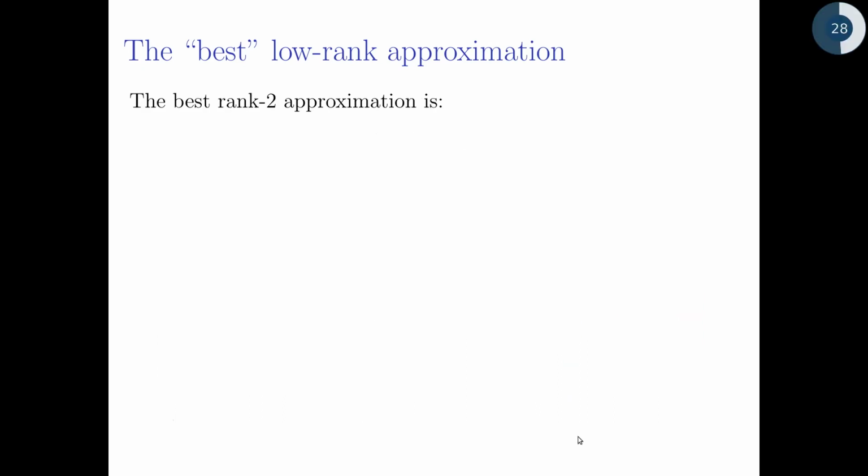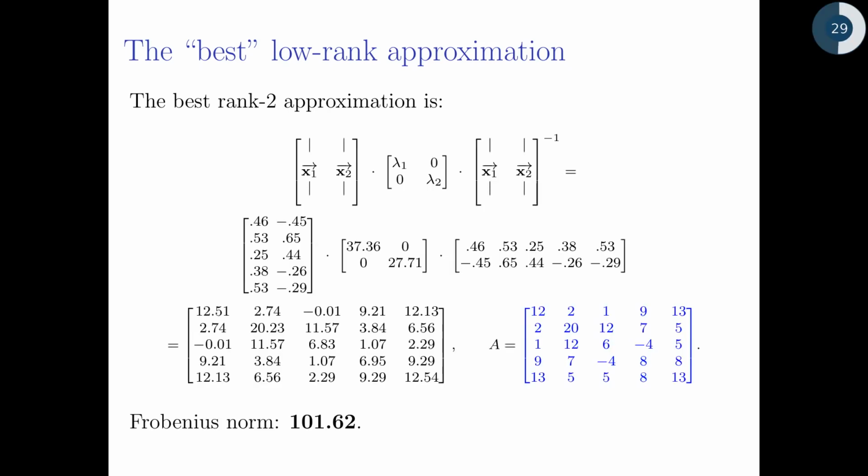Let's talk about the best rank 2 approximation. So here's where I say, I'm going to go ahead and use 2 eigenvectors, the top 2, the ones with the highest eigenvalues. And this is what I get. So here's the equation, right? We're going to take a matrix with just the top 2. So this matrix right here is 5 by 2, right? Because the eigenvectors are 5 long, but we've only got 2 of them.